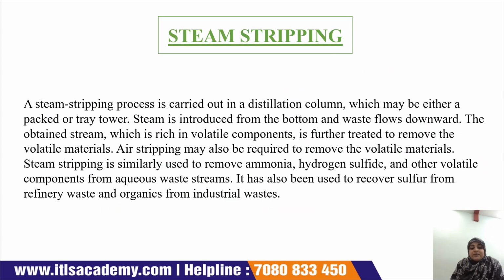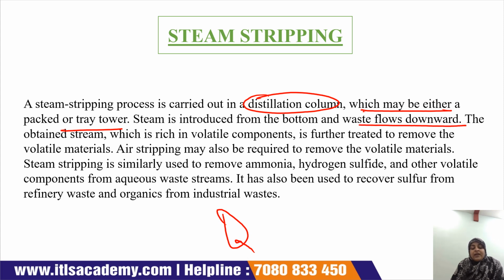Now the next is steam stripping. This method is carried out in a distillation column, and it can be either a packed or a tray tower, and steam is introduced from the bottom. Okay, we have a distillation column, and in the distillation column we introduce the steam from the bottom and the waste flows downward. If there is waste present, then it will flow out downward, and the obtained steam, which is rich in volatile compounds, is again treated to remove the volatile material.